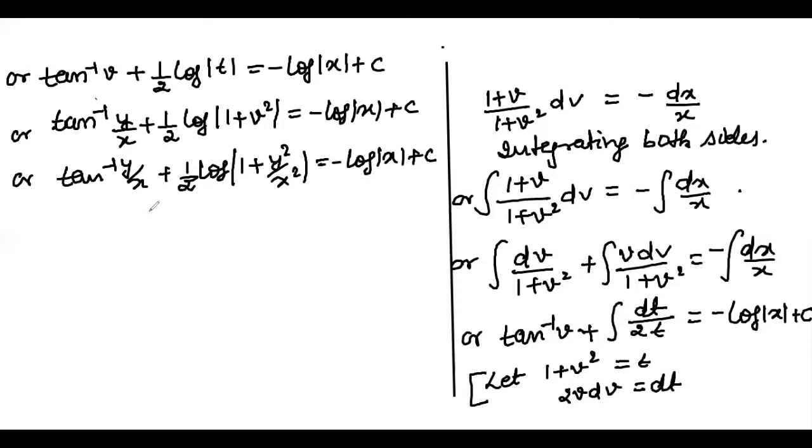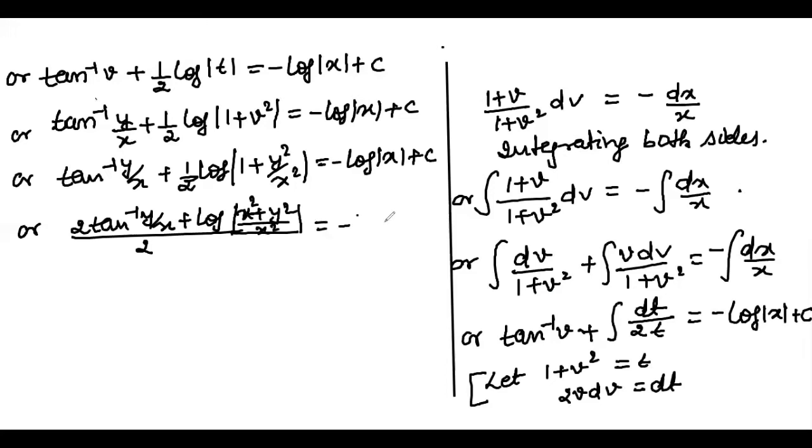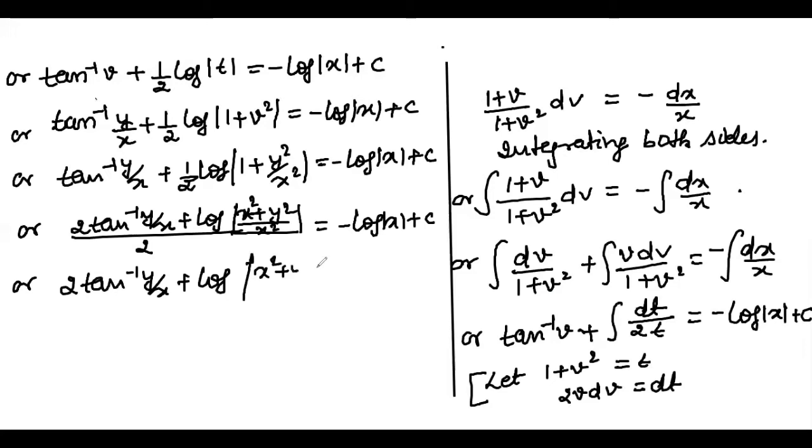So we take the LCM here. After taking the LCM, we have 2 tan⁻¹(y/x) + log|(x² + y²)/x²| = −log|x| + c. So I'm taking this 2 to the right-hand side. Finally, we have 2 tan⁻¹(y/x) + log|(x² + y²)/x²| = −2 log|x| + 2c.